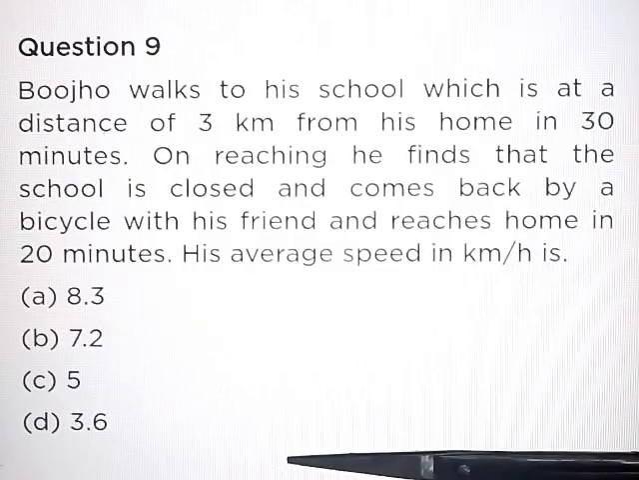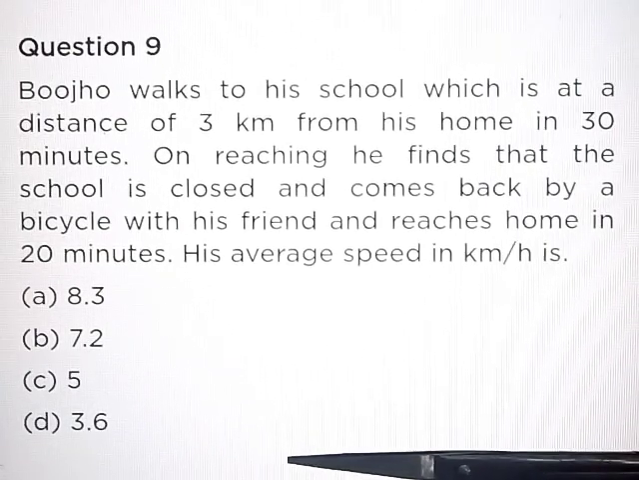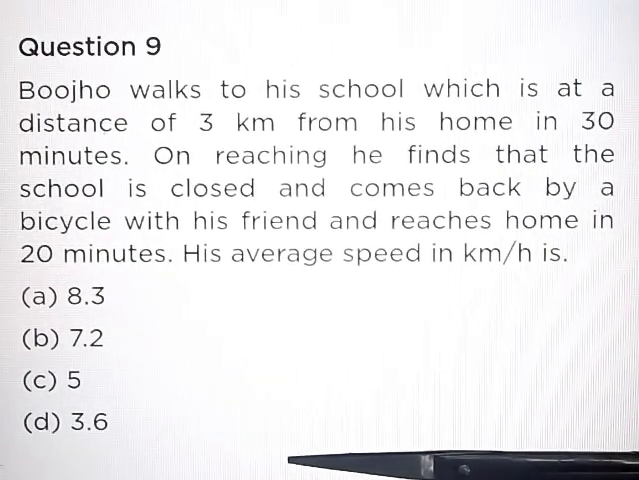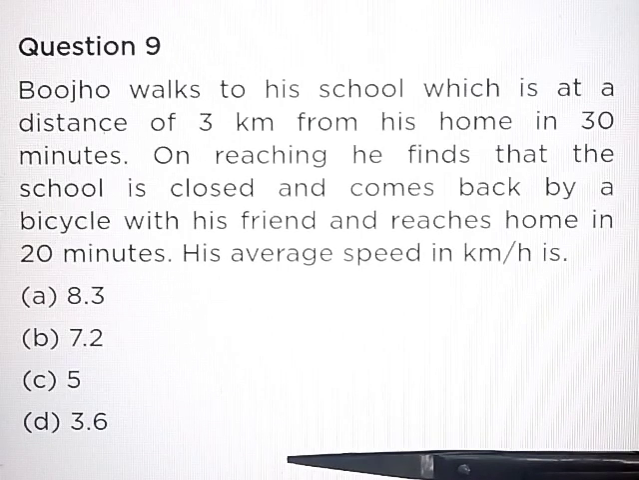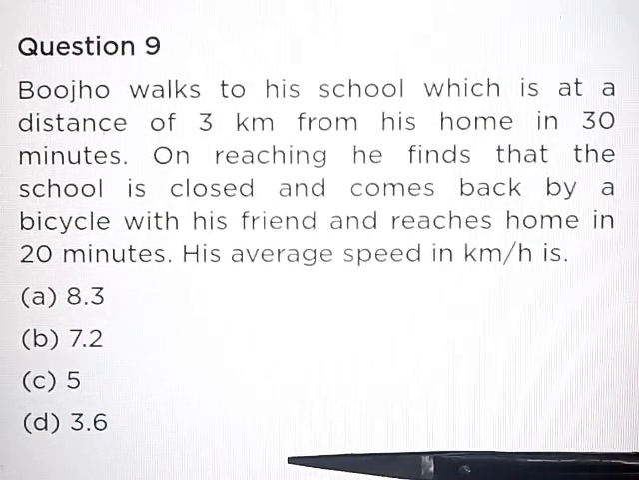Question number 9. Bujo walks to his school, which is at a distance of 3 km from his home, in 30 minutes. On reaching, he finds that the school is closed and comes back by a bicycle with his friend and reaches home in 20 minutes. His average speed in kilometer per hour is?